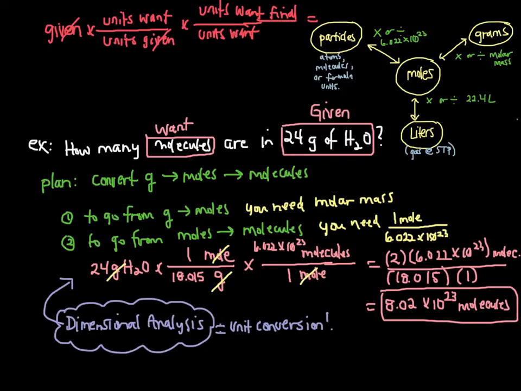This process of setting up an equation where you are converting one unit to another unit actually has a name. It's called dimensional analysis. You'll hear me refer to it as dimensional analysis, or sometimes factor label method. And it's just a fancy mathy word or process for converting units from one to another.